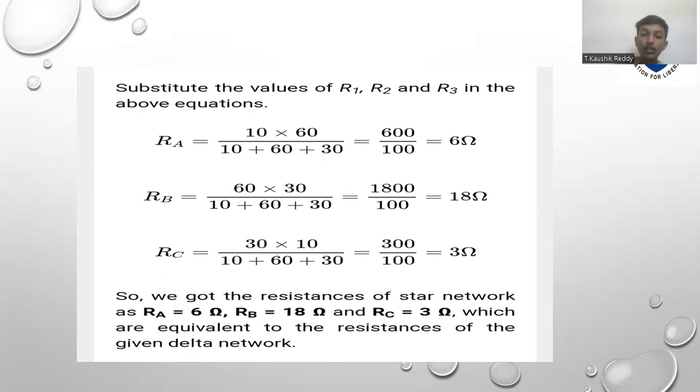So we got the resistance of the star network, nothing but RA is equal to 6 ohms, RB is equal to 18 ohms, and RC is equal to 3 ohms, which are equivalent to the resistance of the given delta network. So for the conversion of delta to star, we have a main formula which we need to remember.